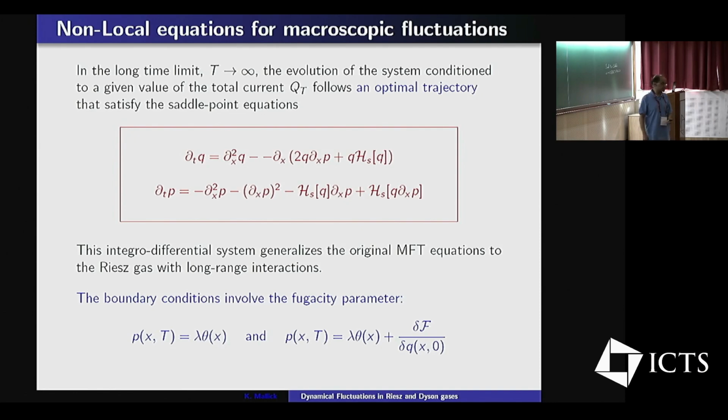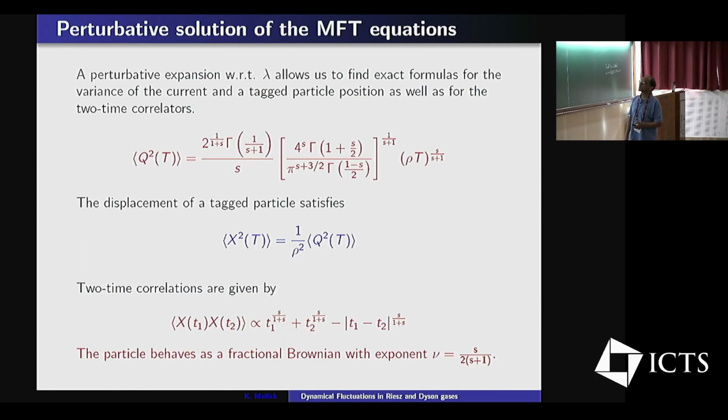And if I'm able to solve that, I know the statistics of my current in my Riesz gas. Unfortunately, we have not been able to solve it, but we could solve it perturbatively. And once we solved it perturbatively, we could compute the variance of the current. This is an exact expression. We could compute the variance of the position of a particle. That's very closely related to the current because there's no overtaking possibility in these systems.